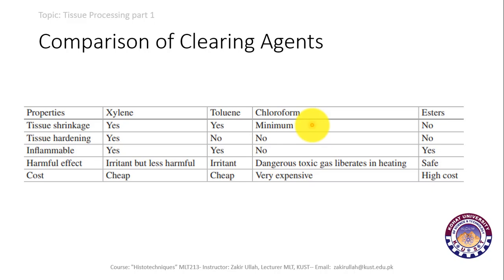Chloroform does not shrink the tissue, does not harden the tissue, and it is not inflammable, but dangerous toxic gases are produced during the heating process, and chloroform is very expensive as compared to xylene and toluene. Ester does not shrink or harden the tissue, but it is highly inflammable and it is very costly. It is the safest of all these clearing agents.